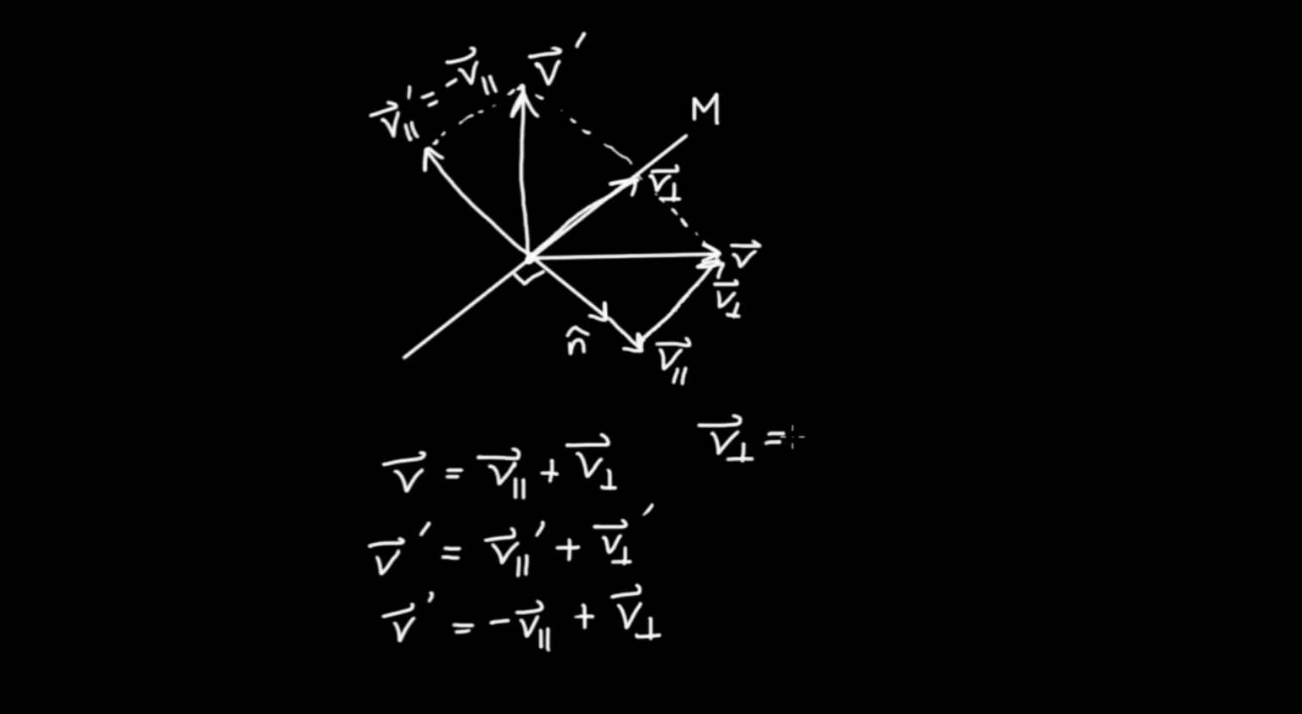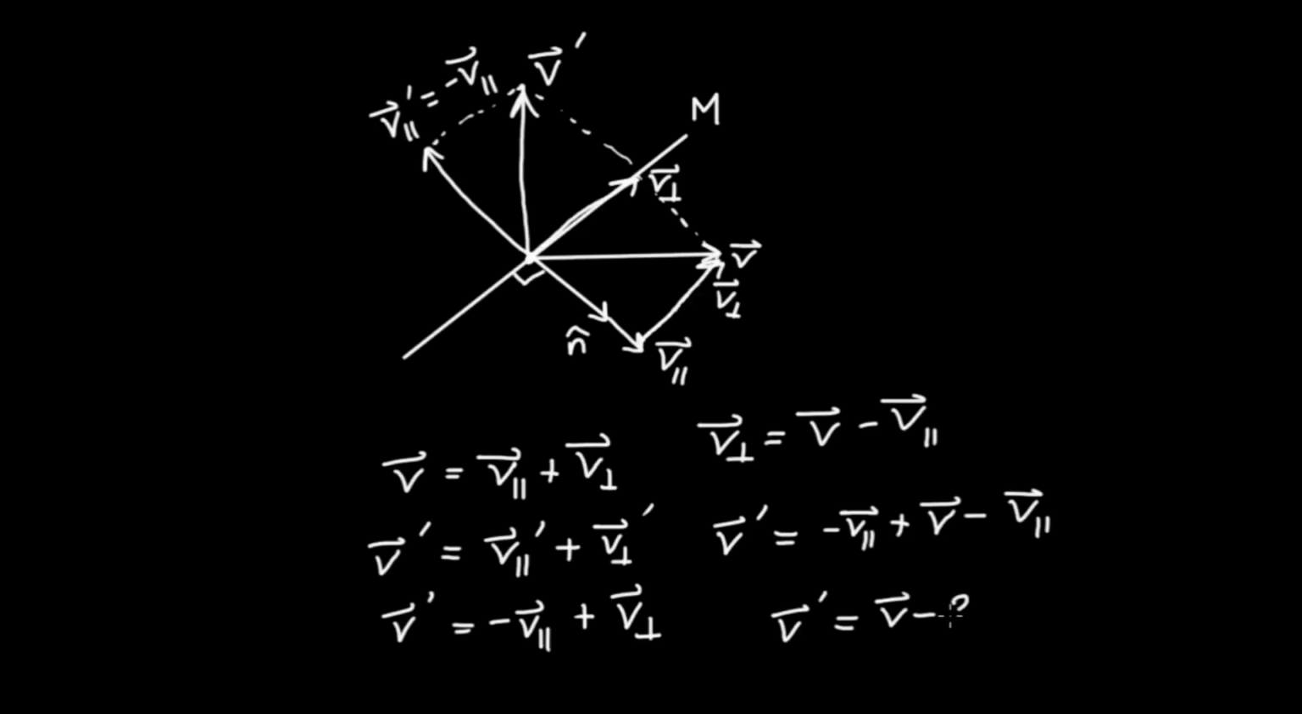And after doing a little rearrangement, v perp is going to be equal to v minus v parallel, just moving that to the opposite side. And what I'm going to do is take this new expression for v perp and insert it right there. So what I find is that v prime is equal to minus v parallel plus what I have here, which is v minus v parallel. And I notice I have two copies of v parallel. So this can be rearranged as v prime is equal to v minus 2 times v parallel.